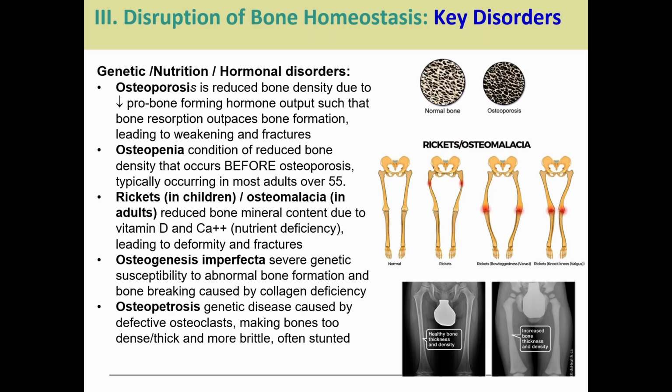Osteogenesis imperfecta, I mentioned that in another video, so I won't talk about it too much here, but again, it's a genetic condition where the bone is not formed right because of that type 1 collagen deficiency, leading to improper bone formation and lots and lots of fractures. And we talked about some of the things that go along with that make it difficult to live with. Osteopetrosis, this is another genetic condition. This is where the bones basically are too dense and too thick, stunted, often brittle because the osteoclasts are not able to help.